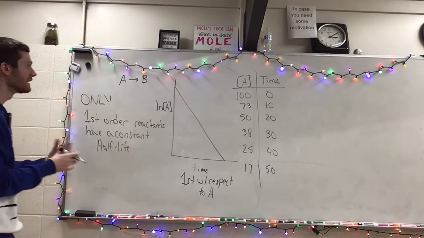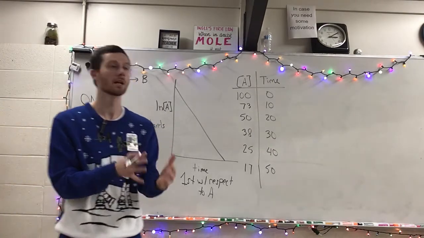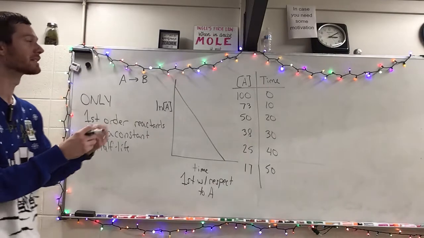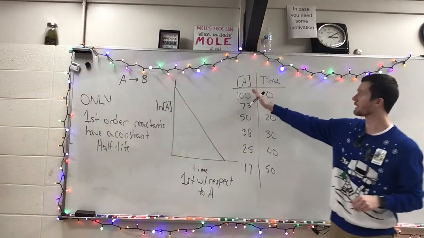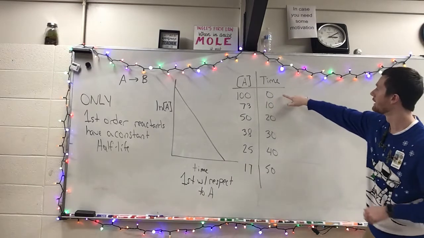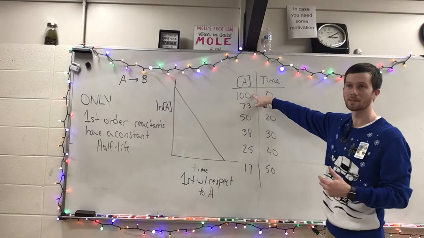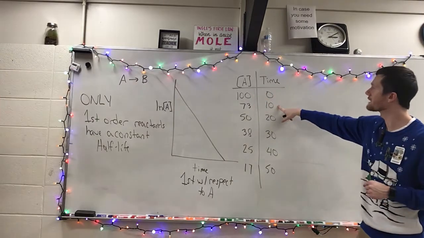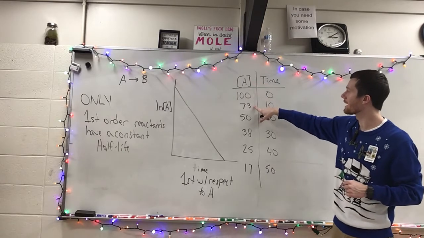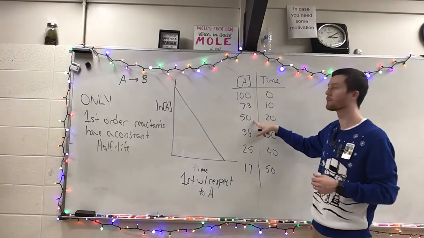What that means is that the time that it takes for half of the reactants to get consumed will be the same throughout the entire process. So if we had some data right here, we have the concentration of A versus time. At time 0, which is the beginning of the reaction, you had 100 A's, or 100 was your concentration of A. After 10 seconds, the concentration of A has decreased to 73. After 20 seconds, the concentration has decreased to 50.